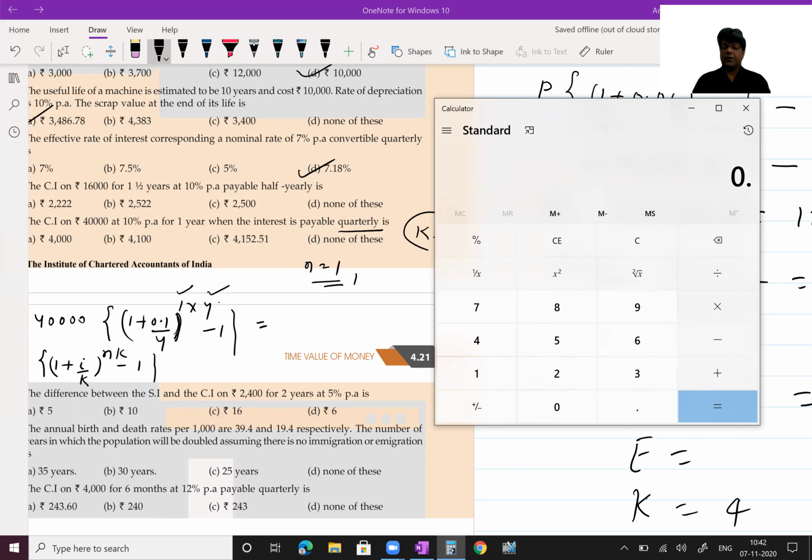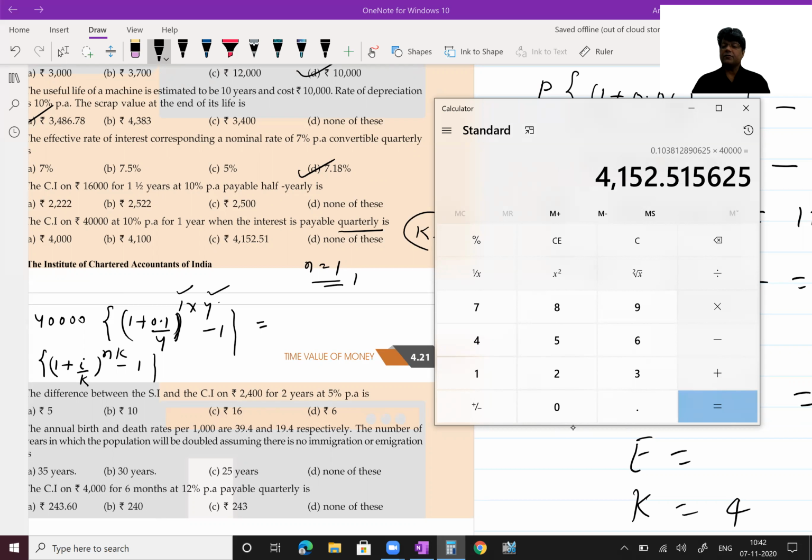0.1 divided by 4 is equal to, okay, plus 1 is equal to, and now power 4, into, equal to, minus 1 is equal to, yes, now it's okay. Guys, earlier some mistake happened in the calculation because it was showing minus, not possible.